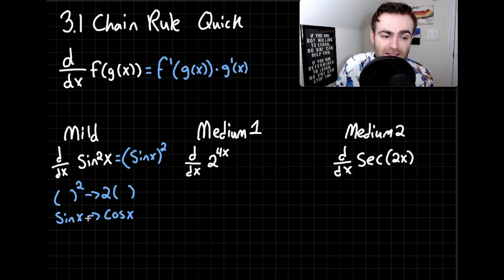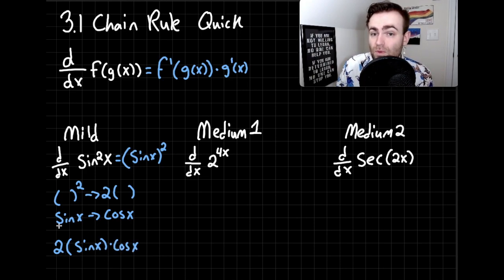So the derivative of sine squared x is going to be, the derivative of the outside was this 2. We're going to keep the inside the same, which was the sine x, times the derivative of the inside, which was cosine. So 2 sine x cosine x would be the derivative there.